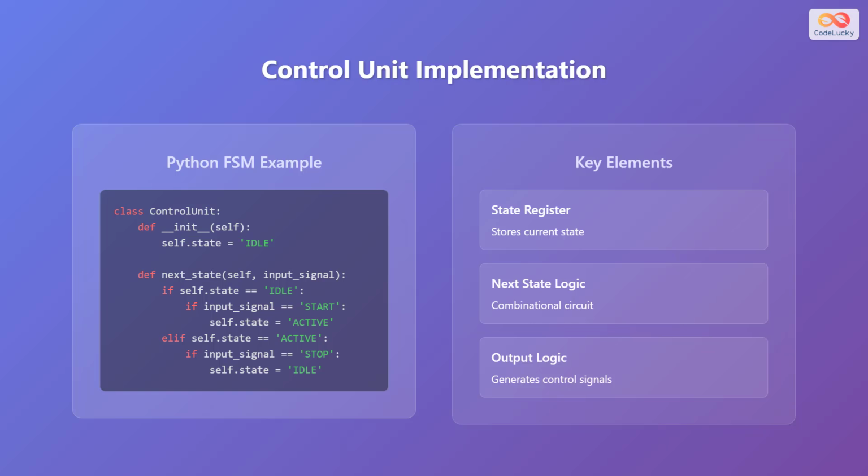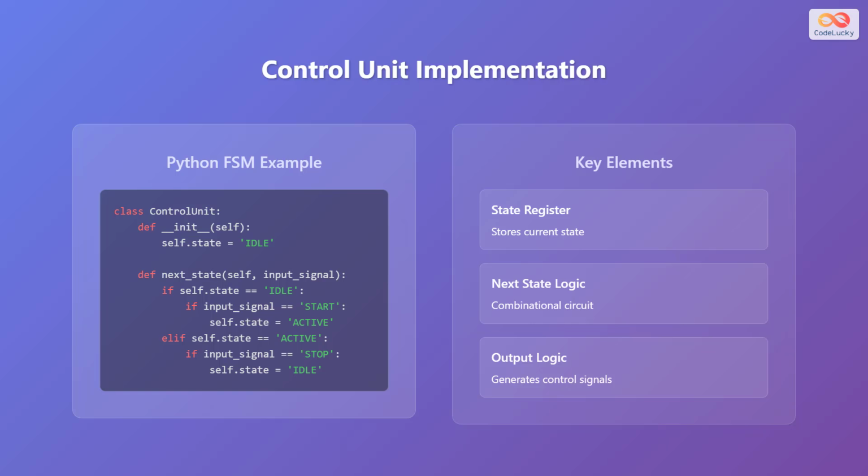Implementing a control unit involves several key elements. There's the state register, which stores the current state of the FSM. Then, there's the next state logic, which is a combinational circuit that determines the next state based on the current state and inputs. Finally, there's the output logic, which generates the control signals based on the current state.